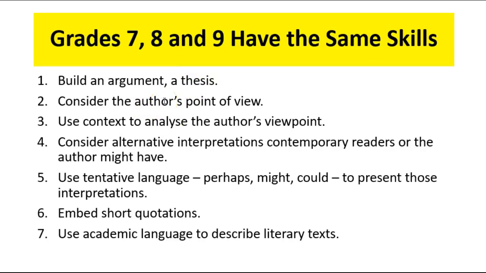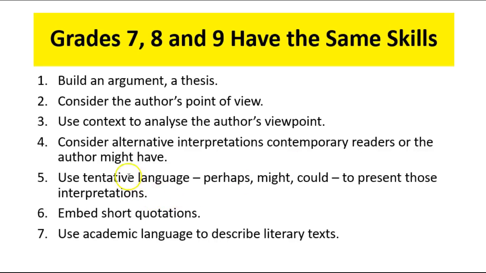author's point of view. Because you have to think about this in some depth, you really need to consider at least one possible alternative interpretation, and the easiest way to do that is to think about the context again and the contemporary readers. Contemporary means the readers at the time. So how was the author trying to influence those readers at the time?